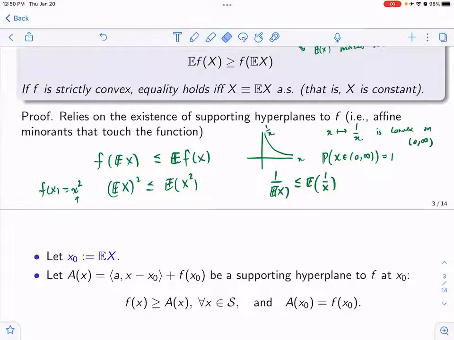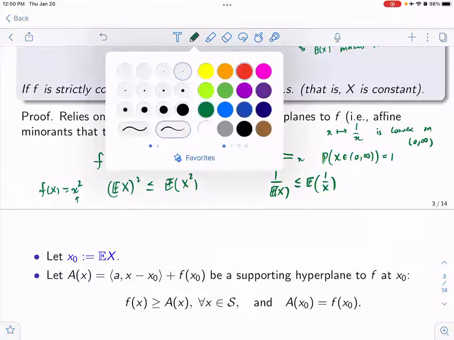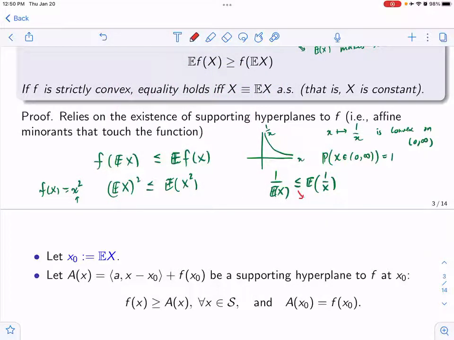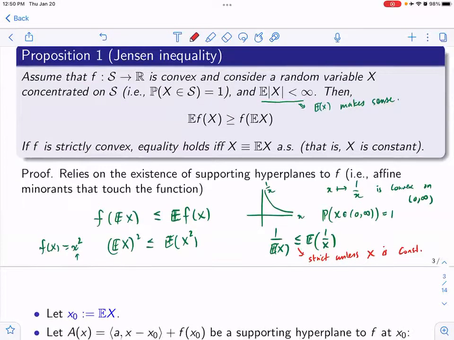So it is strict unless x is constant. Okay, questions about the meaning of it?